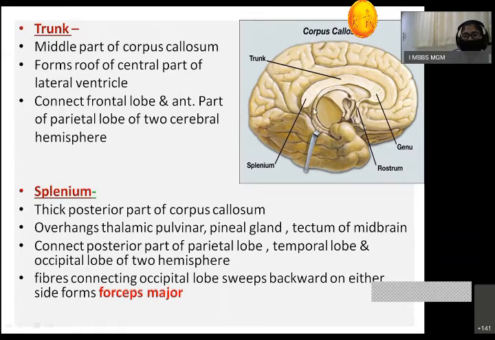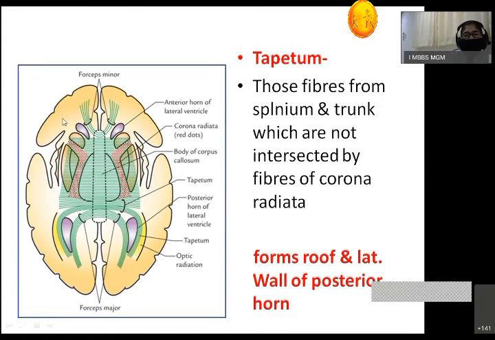Splenium is the thickest portion which lies posteriorly, and it overhangs the thalamic pulvinar, pineal gland, and tectum part of the midbrain. It connects the posterior part of the parietal lobe, temporal lobe, and occipital lobe of the 2 hemispheres. Some of the fibers from the splenium sweep backward in the occipital lobe. They form the structure forceps major. So this is forceps minor, this is forceps major.